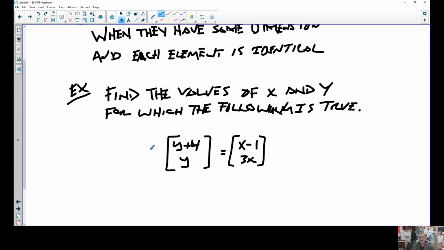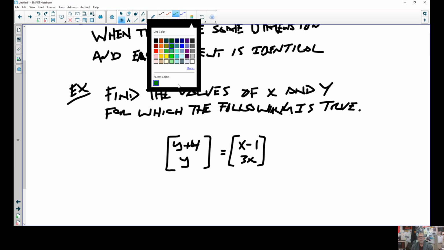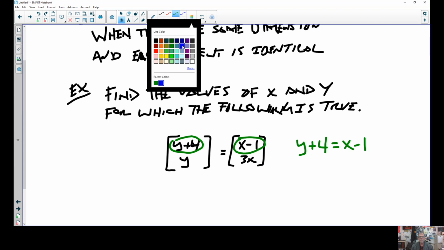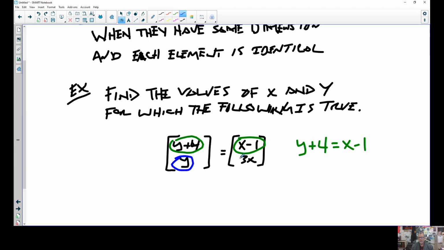So what does this tell us? It's saying this, here, let me do this in a different color so we get a little bit better perspective on this. This element has to be identical to this element. So in other words, y plus 4 has to equal x minus 1. At the same time, we have to have this element identical to this element. So we know y equals 3x.